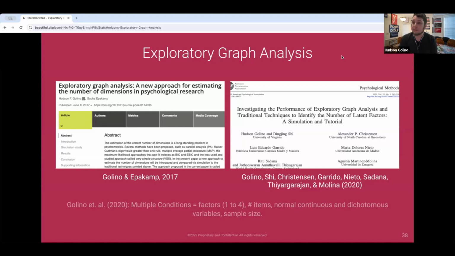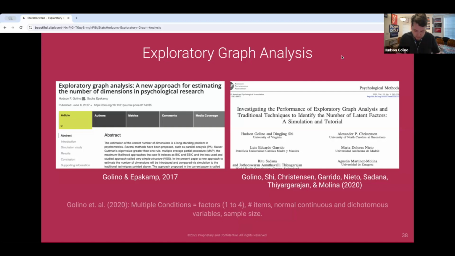It is the method that in simulation studies presents a higher accuracy in recovering the number of true simulated factors. So maybe using network models will be less accurate than parallel analysis, but if it's close in terms of accuracy, that's enough for a computational proof of concept.